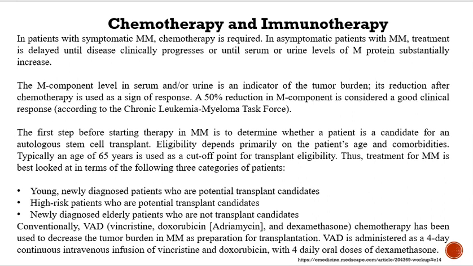The first step before starting therapy is to determine whether the patient is a candidate for autologous stem cell transplant. Eligibility depends primarily on the patient's age and comorbidities. Typically, age 65 is used as a cutoff point for transplant eligibility. Thus, treatment for multiple myeloma is best looked at in terms of the following three categories of patients: young, newly diagnosed patients, high-risk patients who are potential transplant candidates, and newly diagnosed elderly patients who are not transplant candidates.